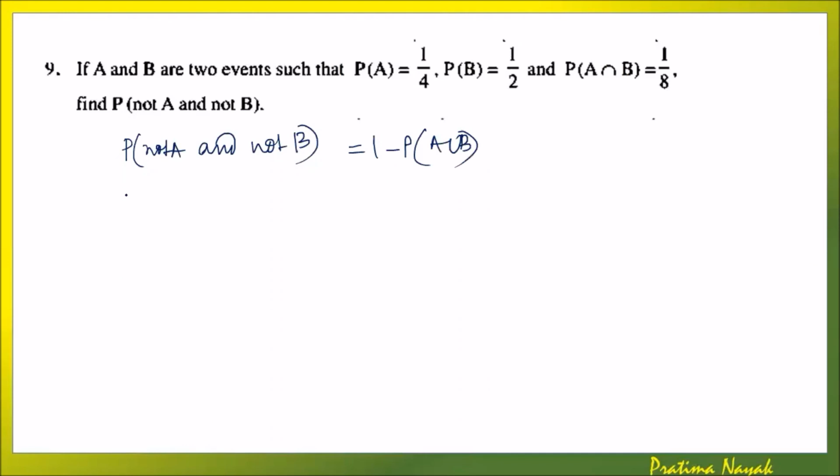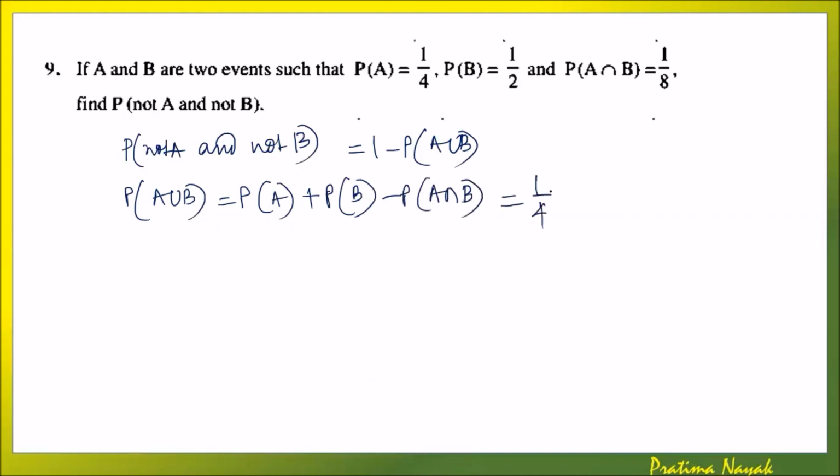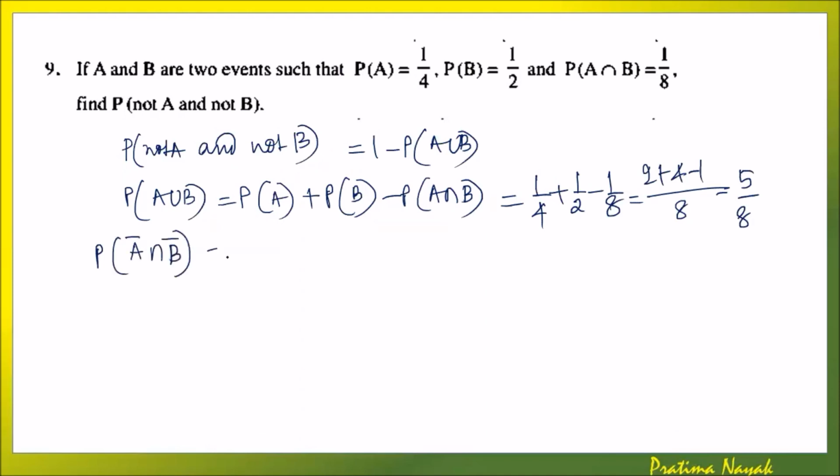So first get A union B. Probability of A union B is equal to P(A) plus P(B) minus P(A intersection B). This will be 1 by 4 plus 1 by 2 minus 1 by 8. 8 is LCM. 2 plus 4 minus 1. It will be 5 by 8. Then P(not A, not B) is equal to 1 minus 5 by 8. That will be 3 by 8.